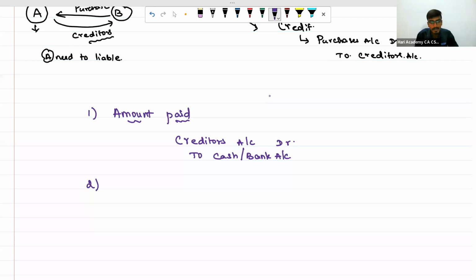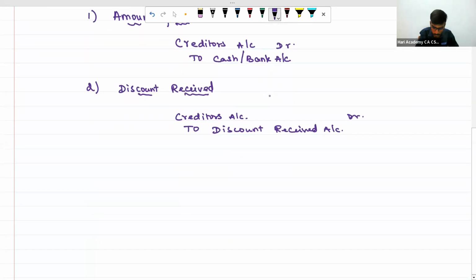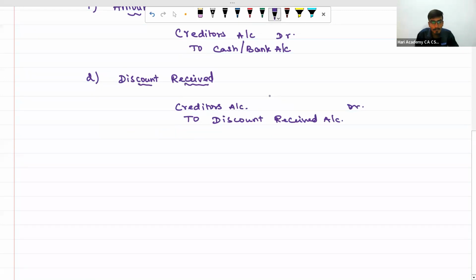Then, second one, there may also be a probability that I may receive some discount from the other person. That discount received is my extra income, a gain for me. If it is a gain for me, I will treat it as revenue and credit it in my journal entry, that is discount received account. And on my debit side, I will write creditors account because my creditors account will get cancelled off. So creditors account debit to discount received account. There may be such an approach.